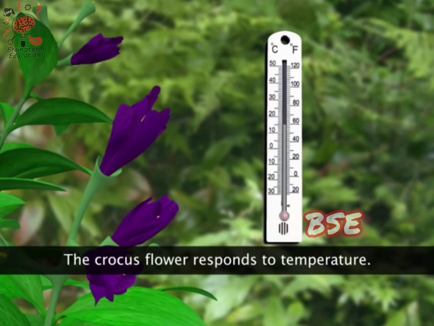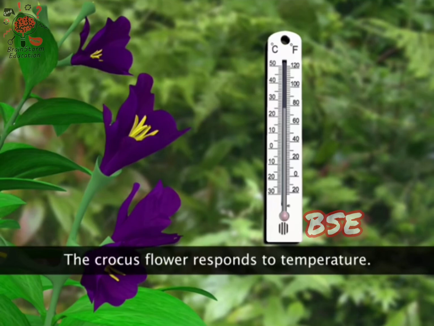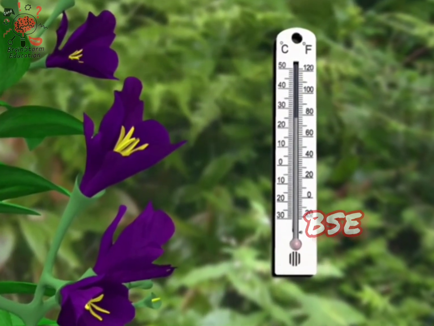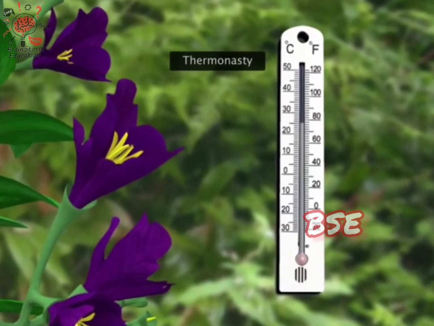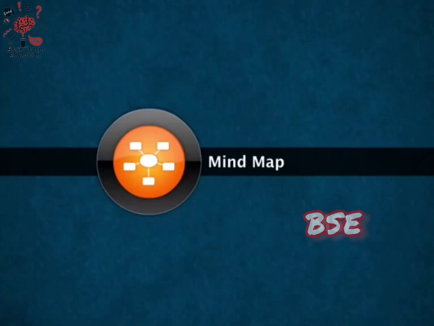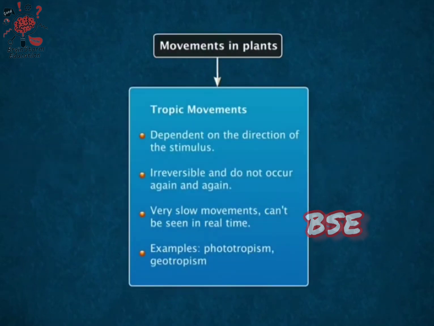When subjected to a temperature increase of 5 to 10 degrees centigrade, crocus flowers open in a few minutes. This nastic movement in response to a change in temperature is known as thermonasty. So now you know that plants also show different types of movement.